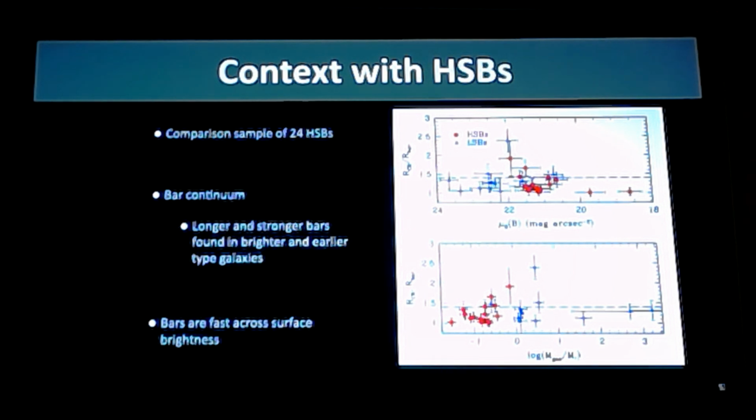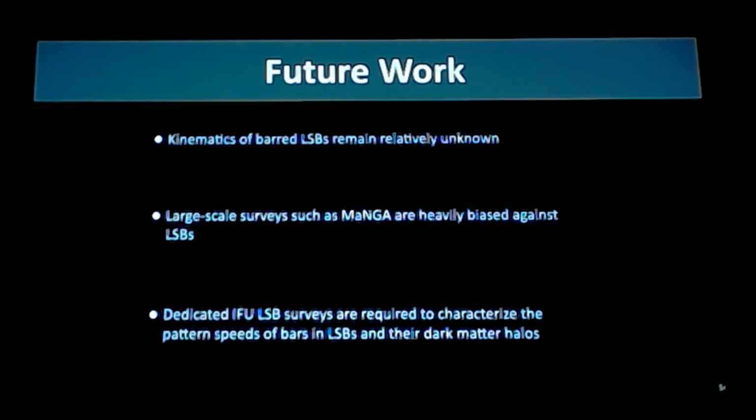So we've now put our little brick in the wall saying that bars are fast across surface brightness, now going with Hubble type, redshift, mass, etc. Lastly, the kinematics of barred LSBs still remains relatively unknown. So obtaining pattern speed measurements, rotation curves, mass decompositions, and such is the next step. Large-scale surveys like MaNGA are heavily biased against LSBs, and you're not going to obtain a large enough sample, meaning we likely would need to begin observations independently to obtain IFU data for LSBs in general.